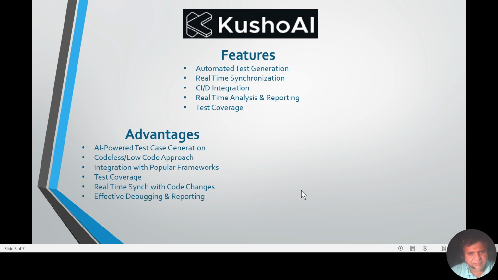Then the last one is effective debugging and reporting. This tool, Kusho AI, provides detailed reports with clear pass or fail indicators, HTTP status codes, and details of failed assertions, which makes it easier for the teams to find the RCA.